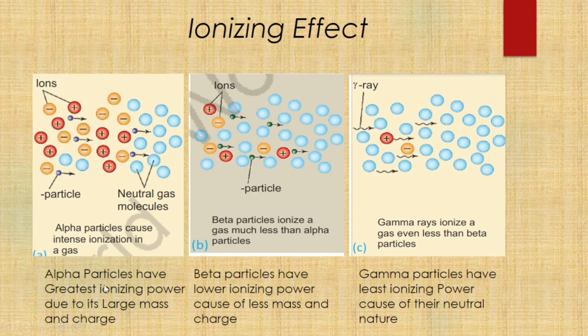Alpha particles have the greatest ionizing effect due to their large mass and charge. Due to the large charge, they have a very strong interacting power. That's why they have the highest ionizing power. Then we have beta particles, which have ionizing power less than alpha but greater than gamma rays. Beta particles have lower ionizing power due to their smaller mass and smaller charge. Then we have gamma rays, which have the lowest ionizing power due to their neutral nature.